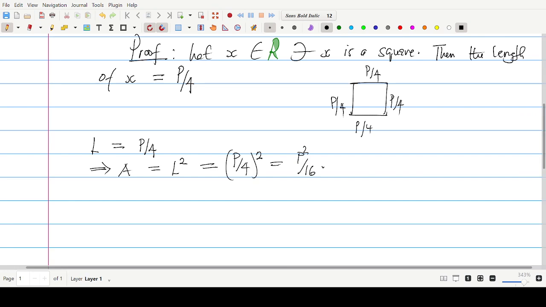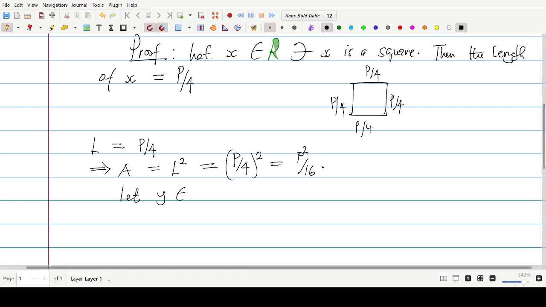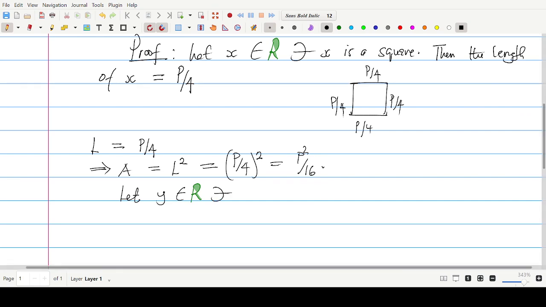Now the next we shall consider is the rectangle. Let's consider the rectangle. So we can say let y this time around be an element of the set R, such that y is a rectangle.